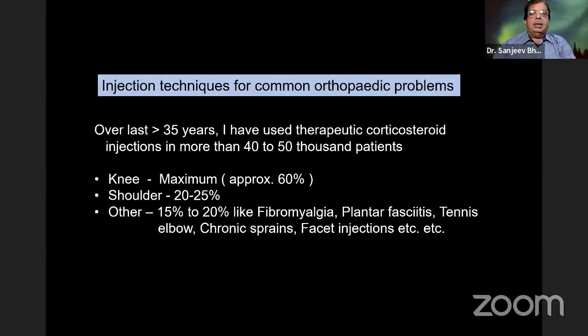Now, I'll be coming to injection techniques for common orthopedic problems. And as I said, I have used it in more than 40 to 50,000 patients, and I'm very happy about these. Maximum number of injections I have done for knee problems, then 20 to 25% for shoulder, and remaining 15 to 20% for other conditions like fibromyalgia, plantar fasciitis, tennis elbow, chronic sprains and facet injections, etc., etc.